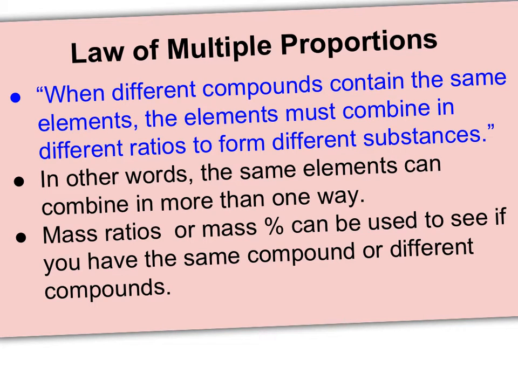Hopefully this makes sense: if the elements combine in the same ratio, then they're the same substance, but if they combine in different ratios, they're different substances. So really not that complicated. In other words, we're just saying the same elements can combine in more than one way. Oxygen and hydrogen can combine in more ways and form more things than just H2O or water, although that's by far the one we're most familiar with. So again, mass ratios or mass percents can be used to see if you have the same compound, definite proportions, or different compounds, multiple proportions.